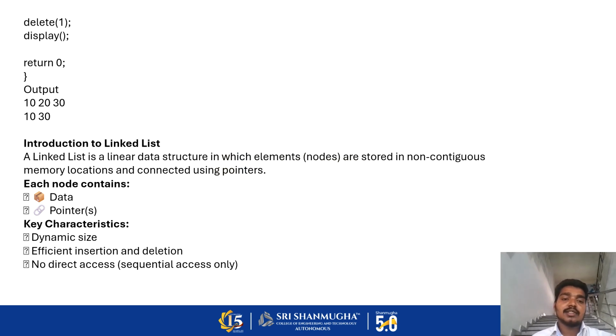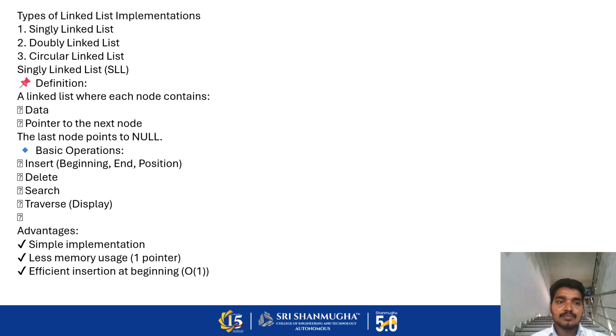So a linked list has nodes linked from one node to another node. Each node contains data and a pointer. The pointer can point to another node. The main characteristics are dynamic size, efficient insertion and deletion, no direct access, sequential access only. There are three types: singly linked list, doubly linked list, and circular linked list.